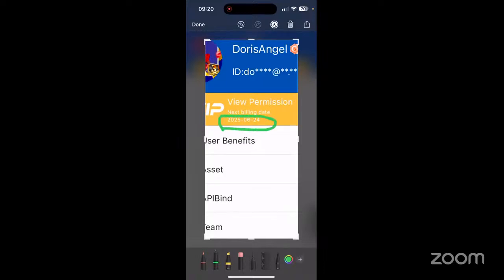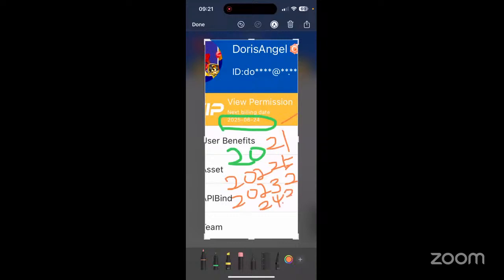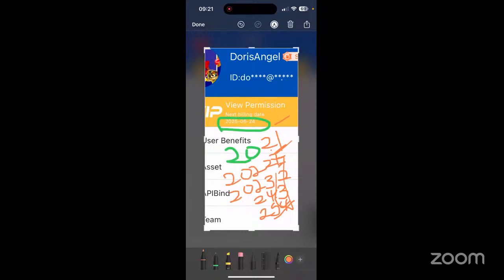24th of June 2025 would be my fourth renewal. That is my fifth activation, actually. I joined in 2021, then I activated. 2022 was my first renewal, 2023, my second renewal, 2024, my third renewal. So 2025 will be my fourth renewal. So if you add 4 plus 1 when I started, that's 5 times I've activated.